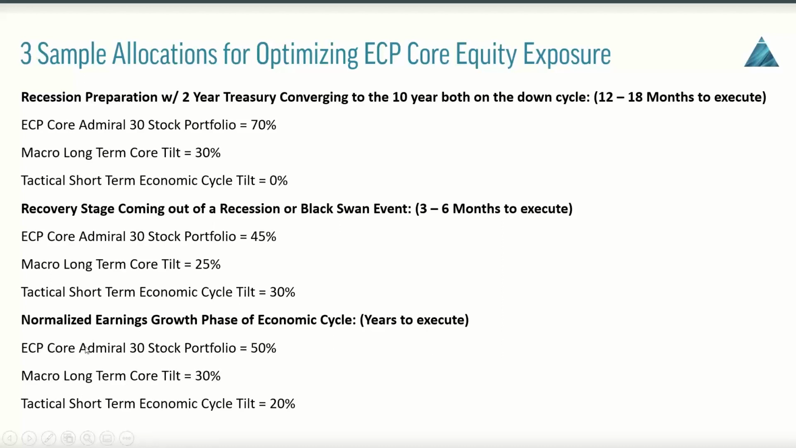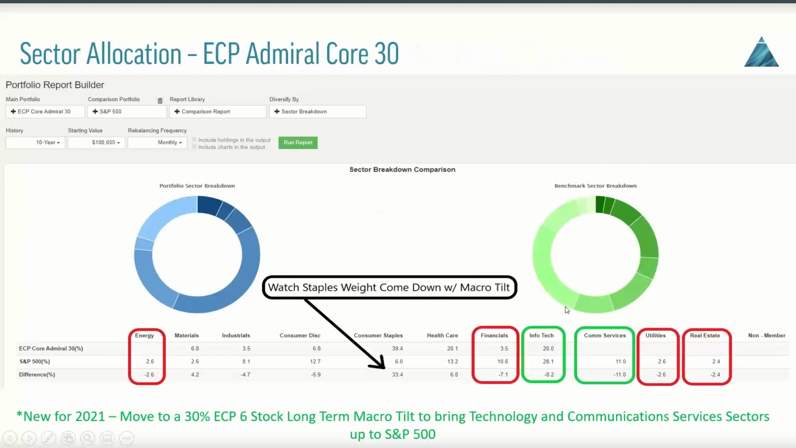So this is when you'd want to bring back the ECP Core 30 Admiral weight to roughly 50%, bring your macro tilts back to 30, and then kind of start backing down on those tactical shorter term tilts, just to have that little bit more of a defensive stance, because we just never know, we might hit a black swan event or a bump in the road. So those are just sample allocations. Obviously, we can discuss individual circumstances or concerns that you might have. You can always reach out to me via email or give me a phone call.